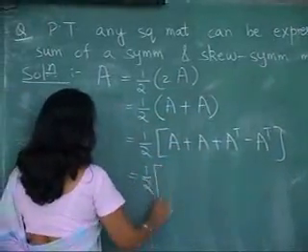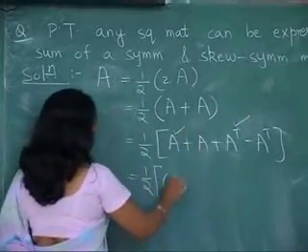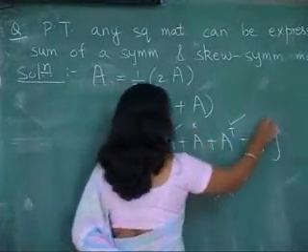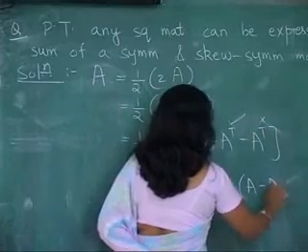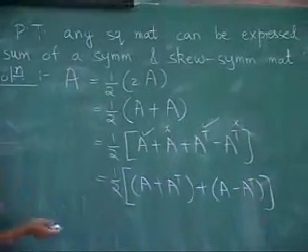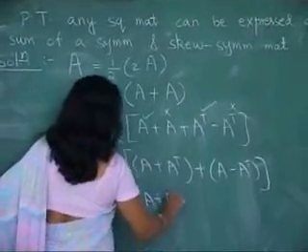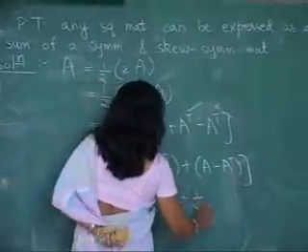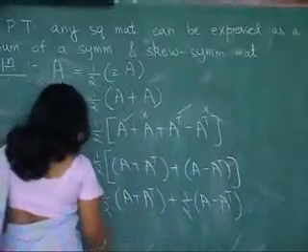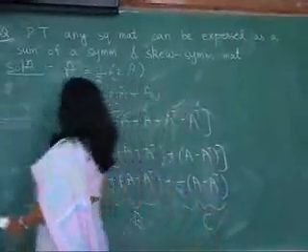And I am going to regroup this as, let me put A and A transpose together, and then put this and this together. So this is what I get. And now let me separate the two components. This is 1/2 (A plus A transpose) plus 1/2 (A minus A transpose). Let me call this component as B, this component as C.